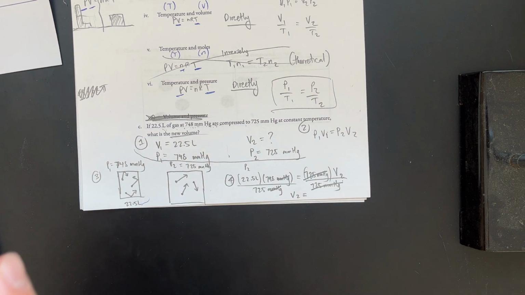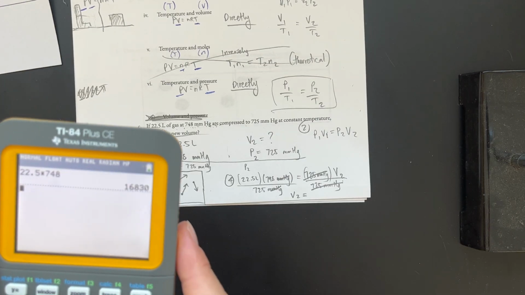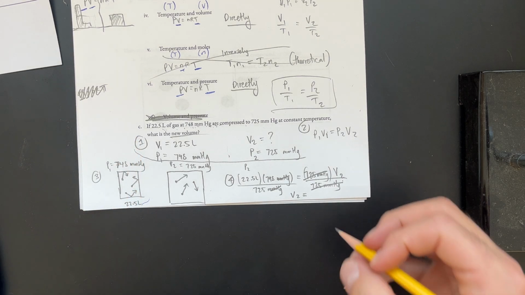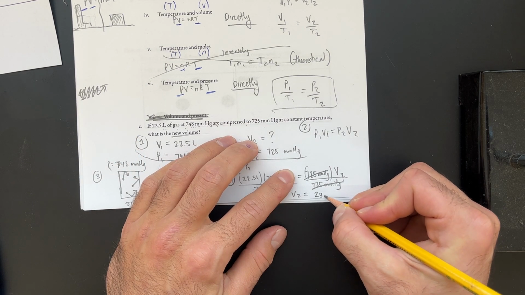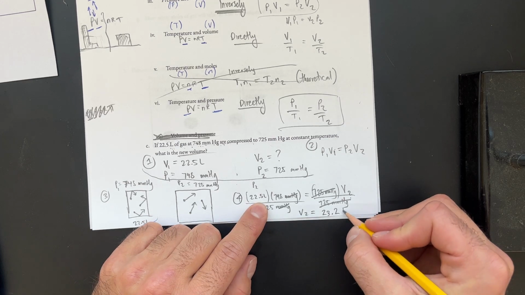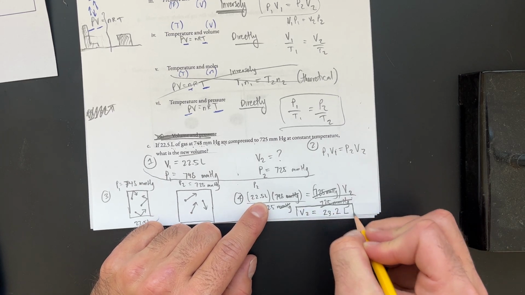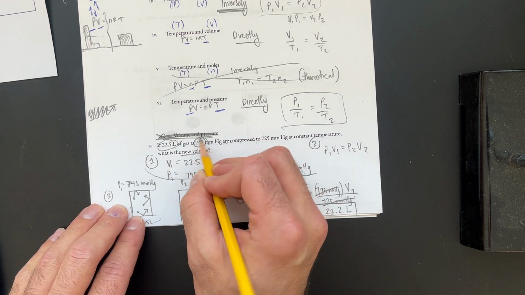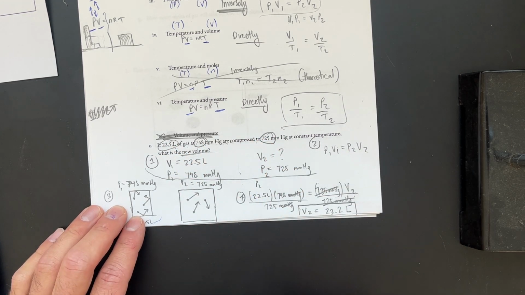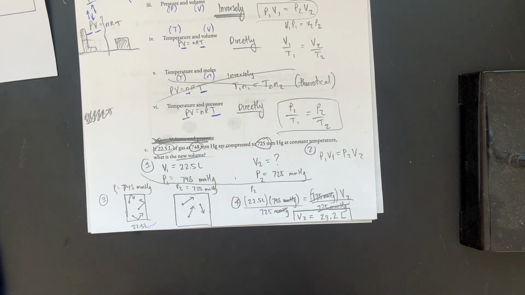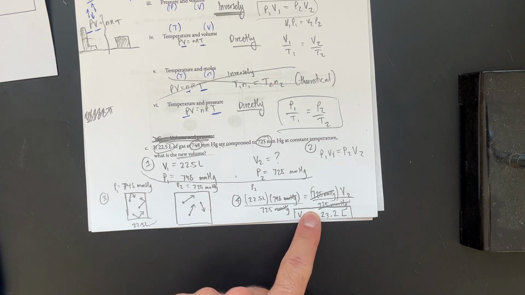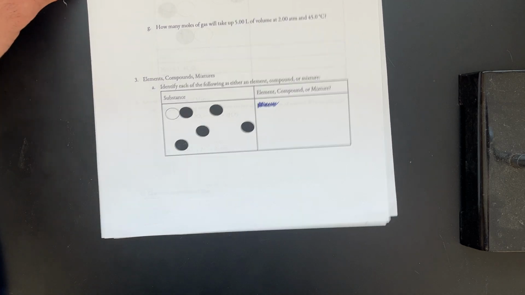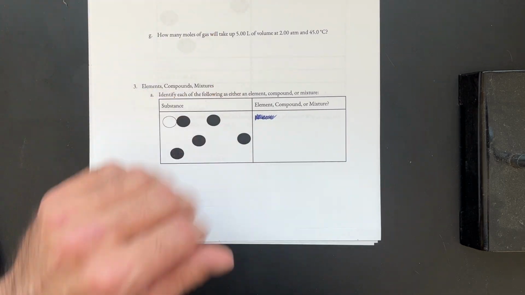What we're going to get is 22.5 times 748 divided by 725. We get 23.2 liters. All right, and then remember your sig figs. 3 sig figs, so we can have 3 sig figs at the end. Nice, right? And so that's how you do that one. And just for the sake of length of video, we're already at 21 minutes, so I won't do these ones as well.